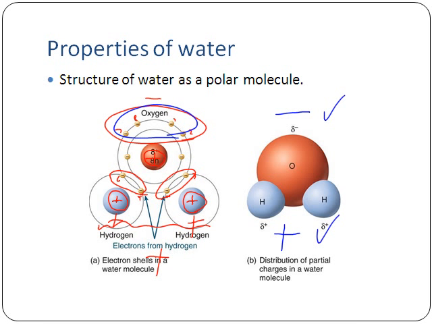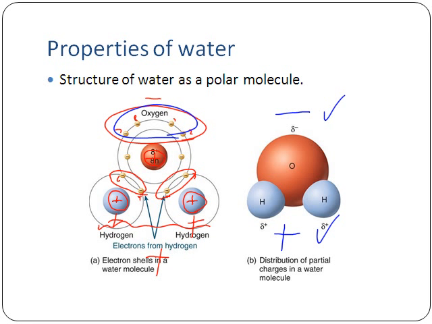And what that means is that if I have a bunch of water molecules all mixed together, they're going to try to line up. The positive side of one water molecule is going to be attracted to the negative side of another water molecule, and vice versa. And this is what we end up getting here.